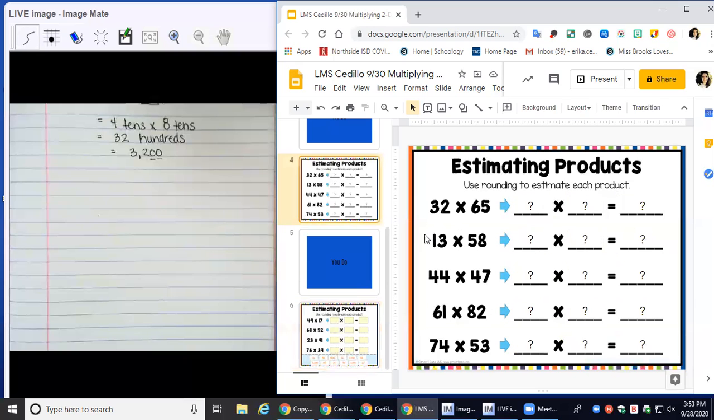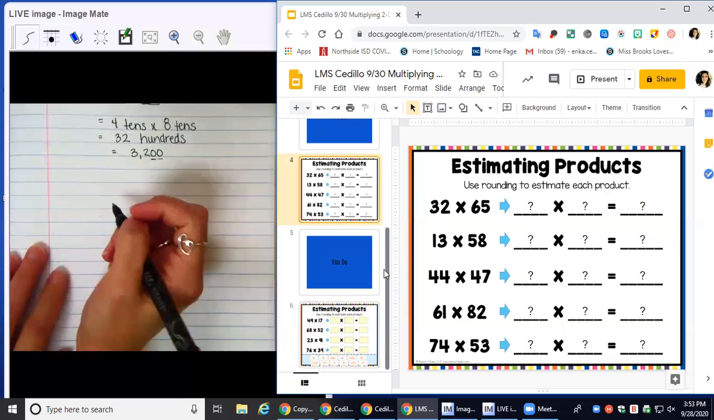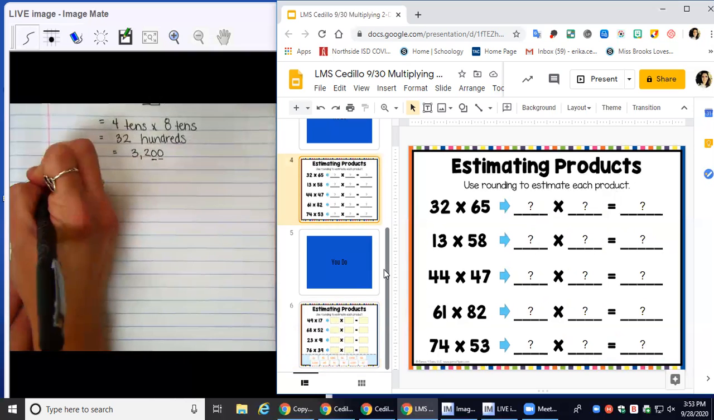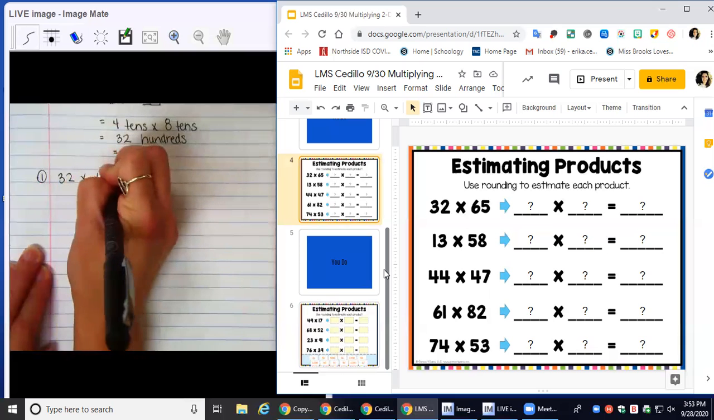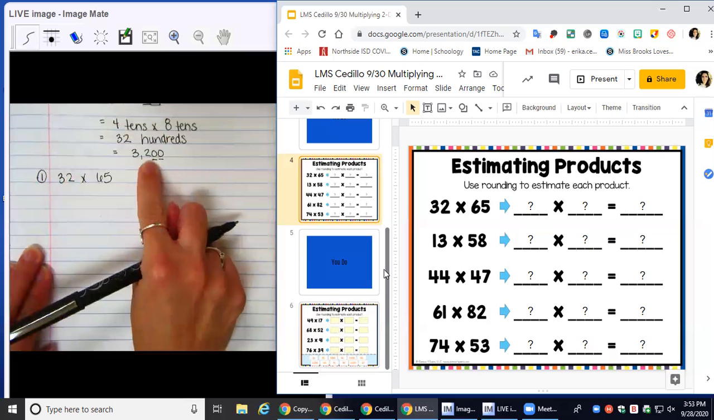So just to do one as an example with you guys, if I'm looking at that first one, 32 times 65. So if I fill that one out, 32 times 65. So I'm no longer multiplying by tens, right?